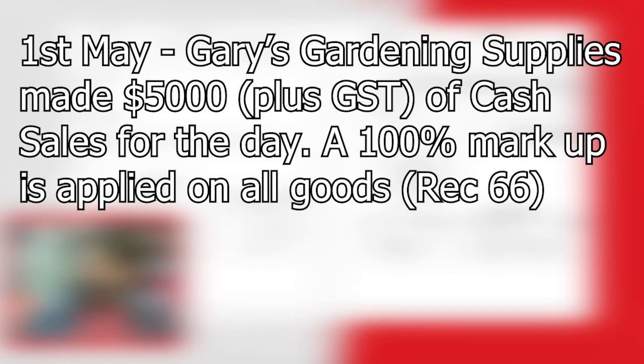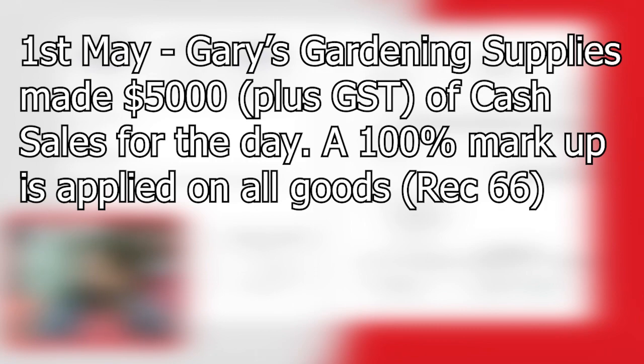So we're looking at cash sales, and there is always two parts. And it's great fun. I always love when there are two parts. So on the 1st of May, Gary's Gardening Supplies made $5,000 plus GST of cash sales for the day. And they applied a 100% markup on all goods, receipt 66.